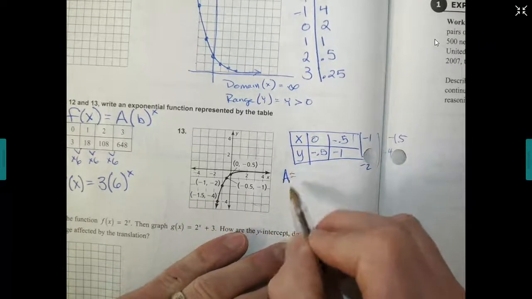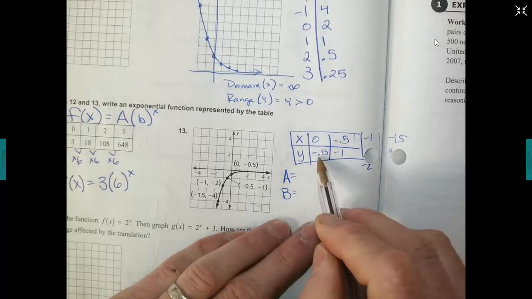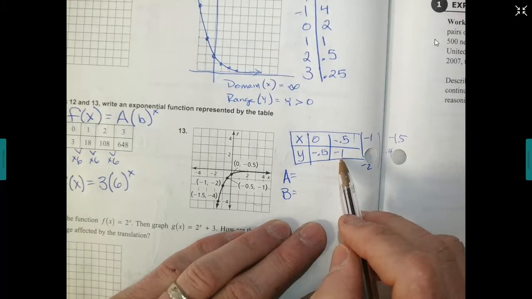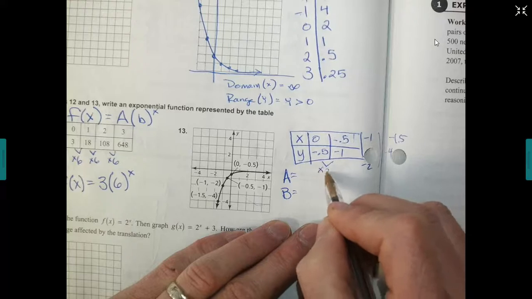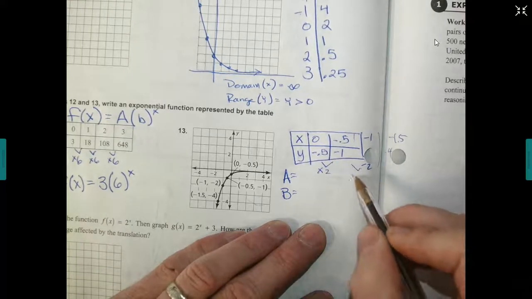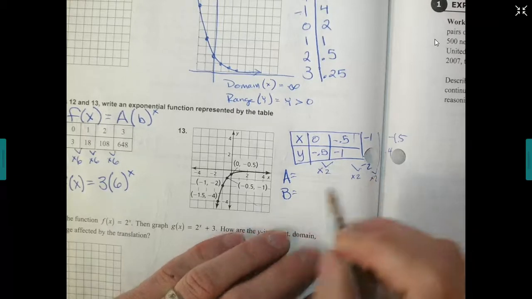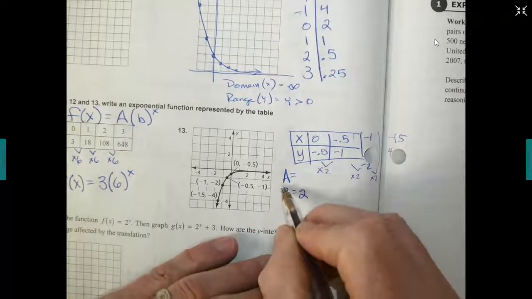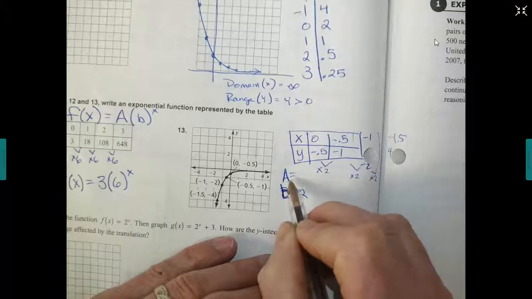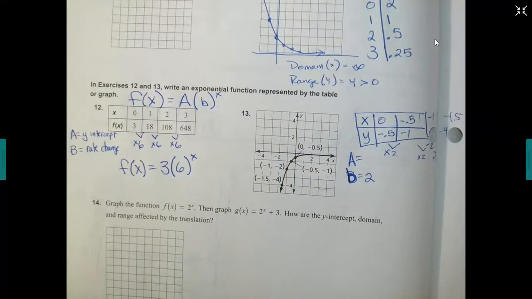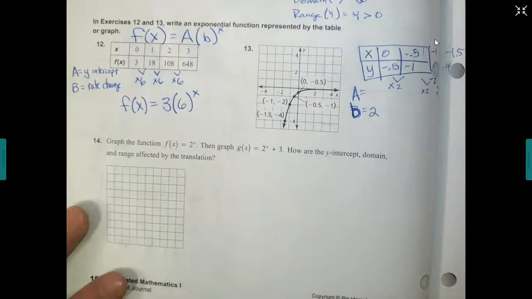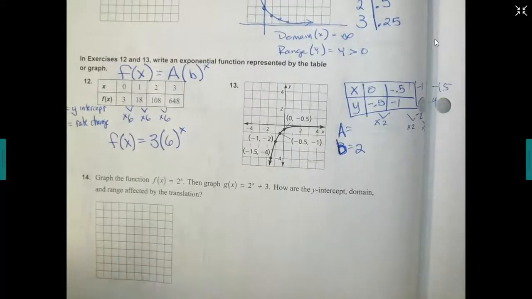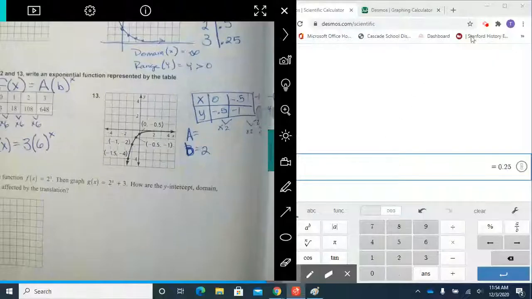You know what your a is, and your b, let's see, just go from 0.5 to negative 1. You multiply it by 2. That would be times 2, and that would be times 2. So our change value is 2. You tell me what your y-intercept is, and then write your function. Okay? There you go. Go ahead and try number 14 also. Your homework is to do 1 through 14. And I hope it makes sense.